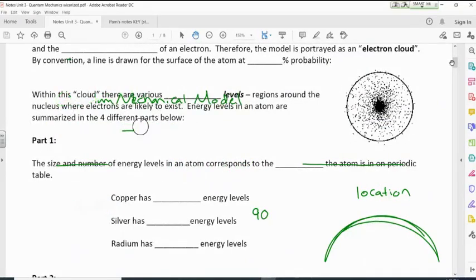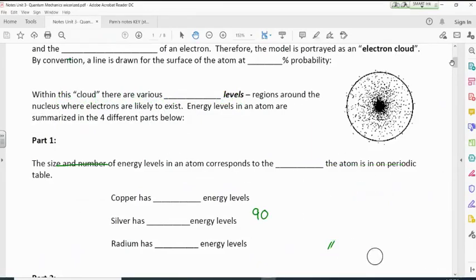So within this cloud, there are various energy levels. Okay, all right.